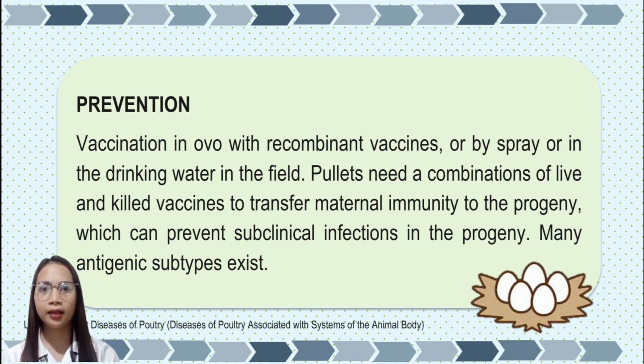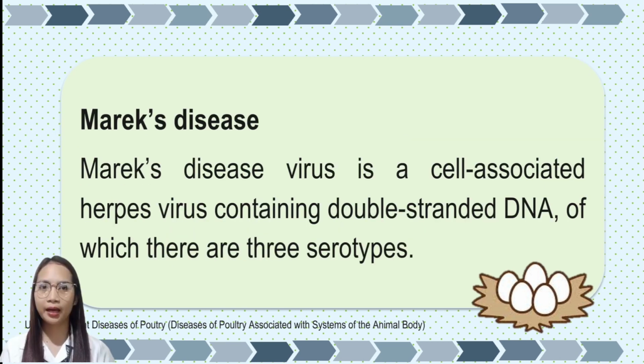A recent study indicated a ferro-oxygen product, bleach, and surface decontamination foam were effective at reducing viral loads, but that a prolonged contact time might be necessary for this virus. If buying hatching chicks or eggs, request the supplier provide information on the disease control and testing program in the breeding flocks. Marek disease virus is a cell-associated herpes virus containing double-stranded DNA, of which there are three serotypes.